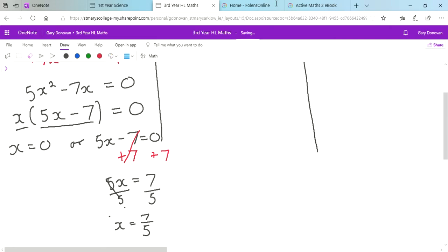And you can leave your answer like that. You can leave it like a fraction. So there are your two possible answers for the first one. And make sure that you have it nice and clear, and you write down that x equals 0 or x equals 7 over 5.